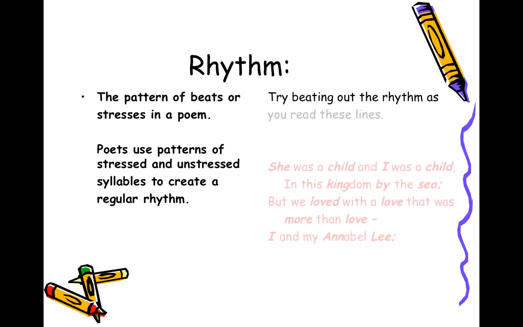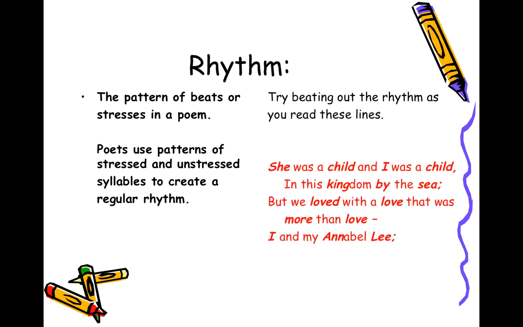Try beating out the rhythm as you read these lines. She was a child and I was a child in this kingdom by the sea. But we loved with a love that was more than love, I and my Annabel Lee.